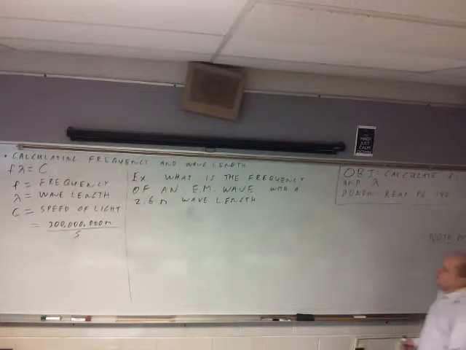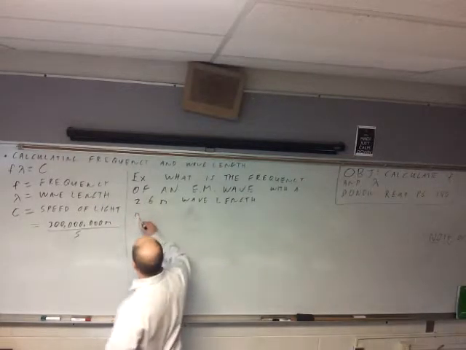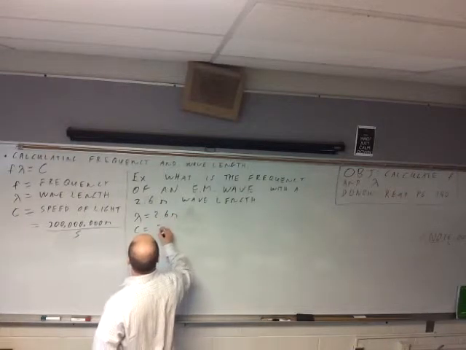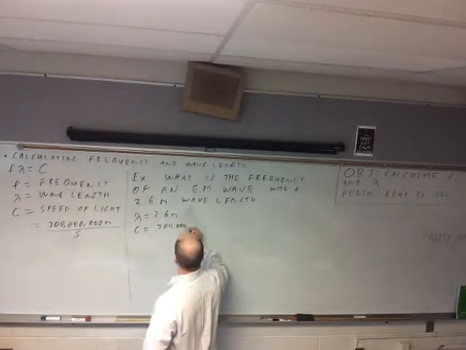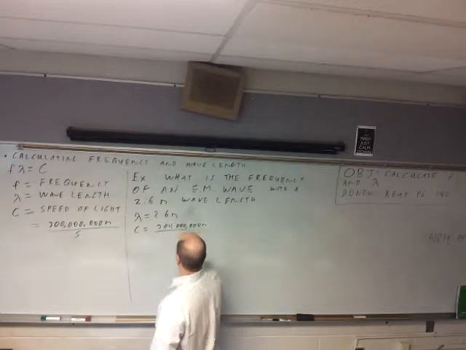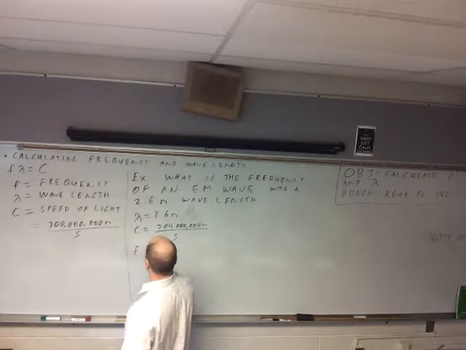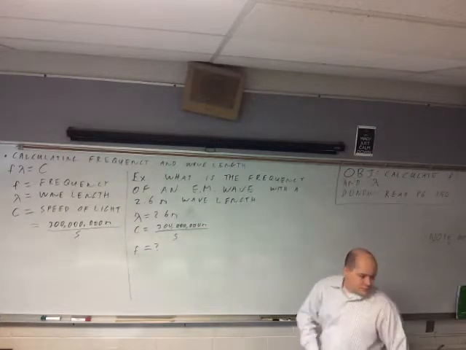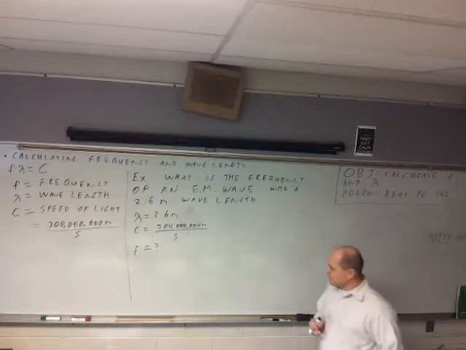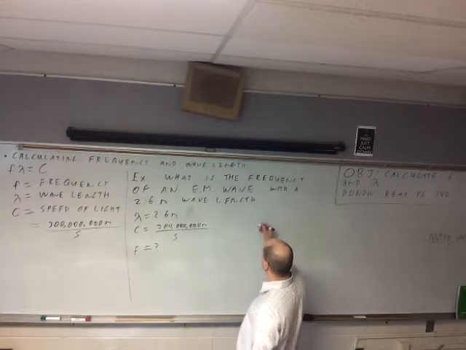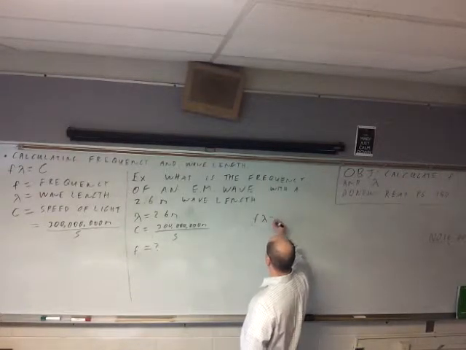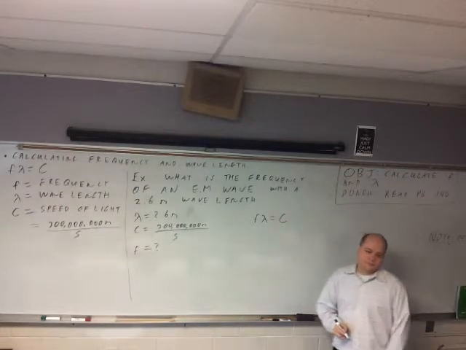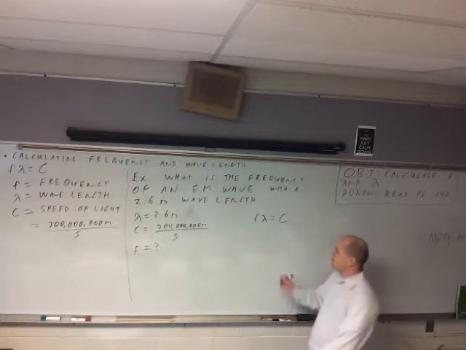All right, so we list our givens. Lambda is 2.6 meters. c is 300 million meters per second. And frequency, that's the thing we're looking for. So you just write your equation down: f times lambda equals c. And we have to solve for f, so what do we do? Divide both sides by lambda.